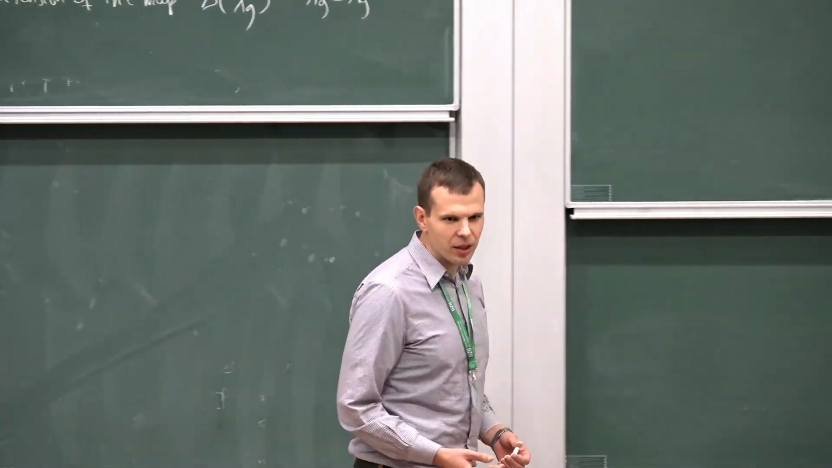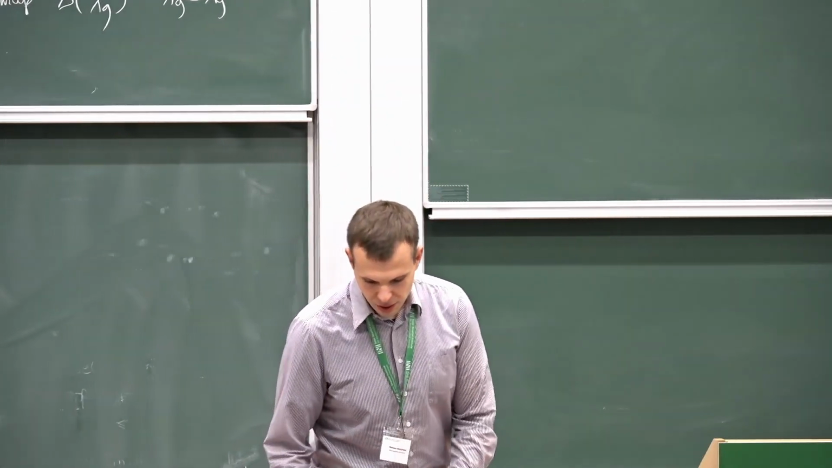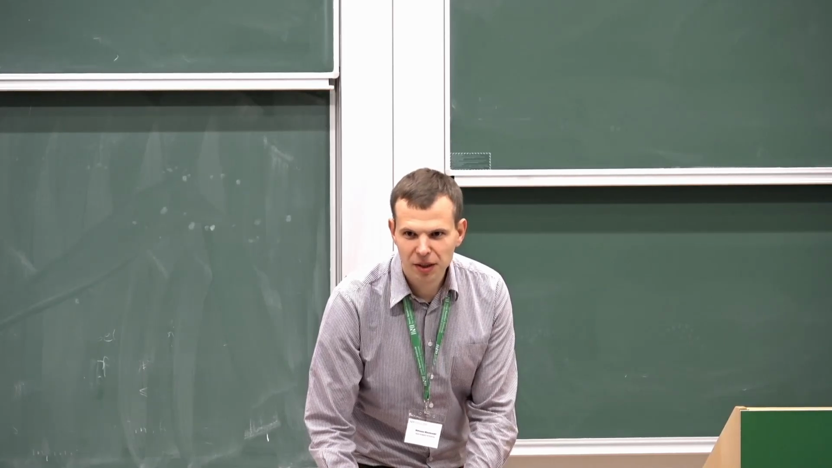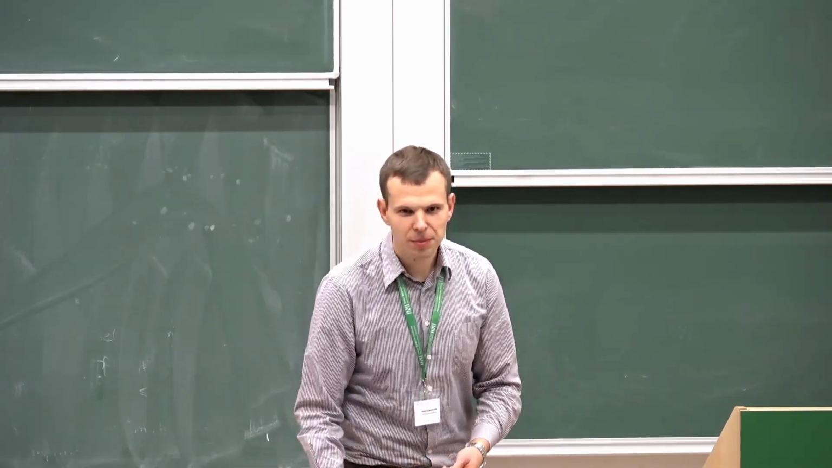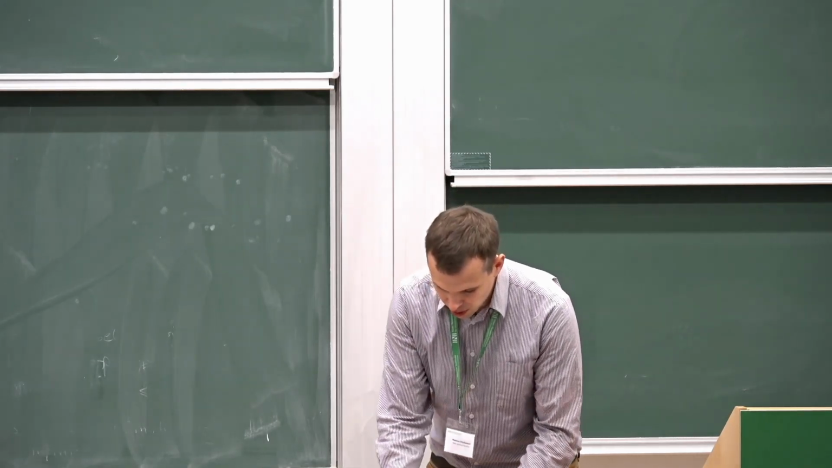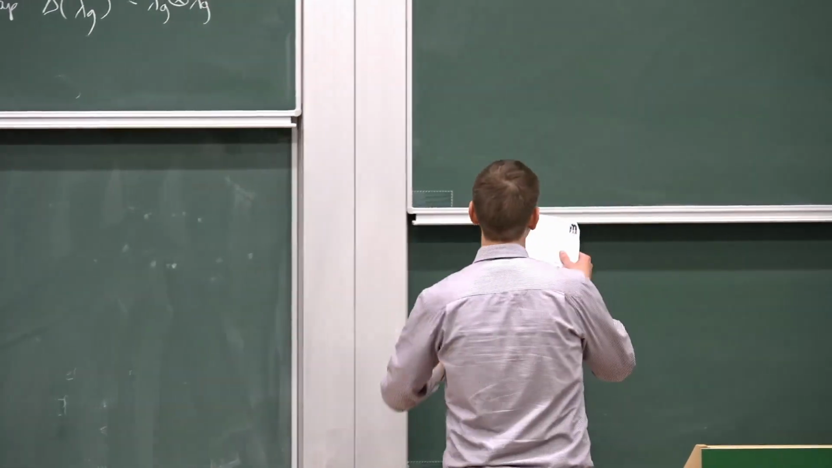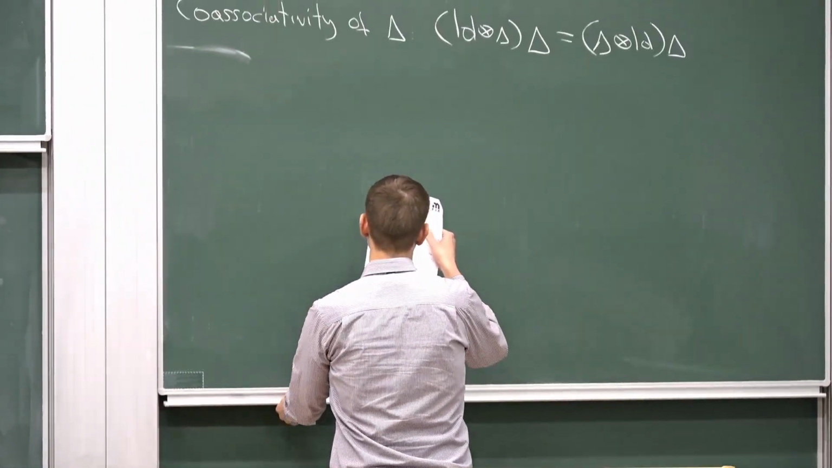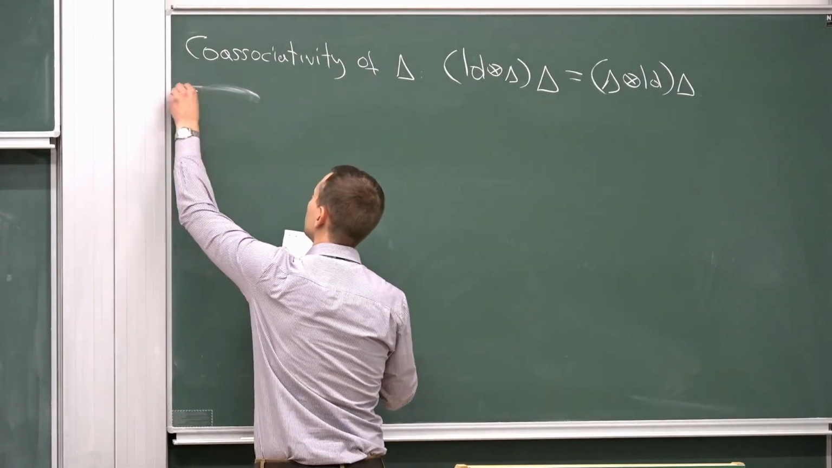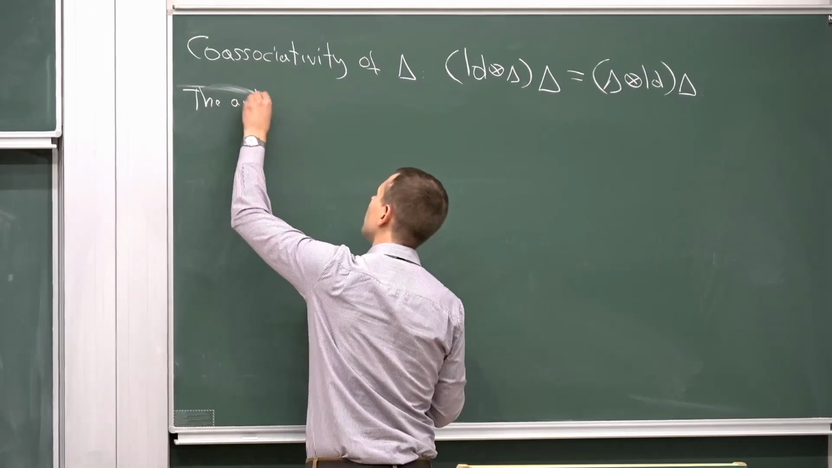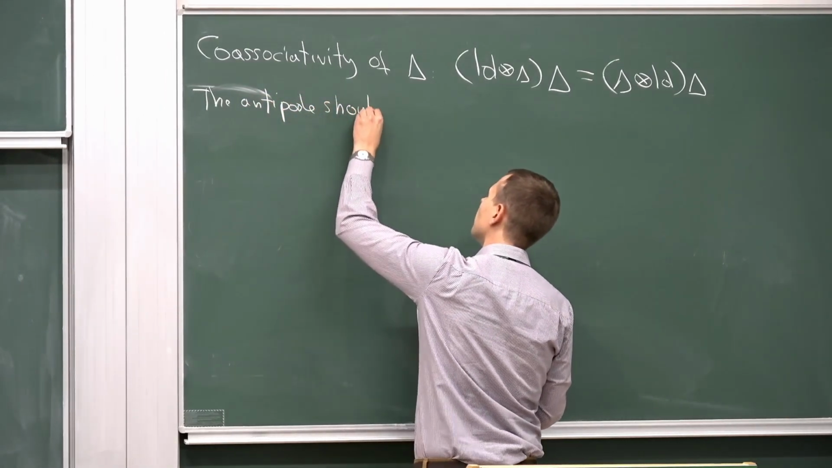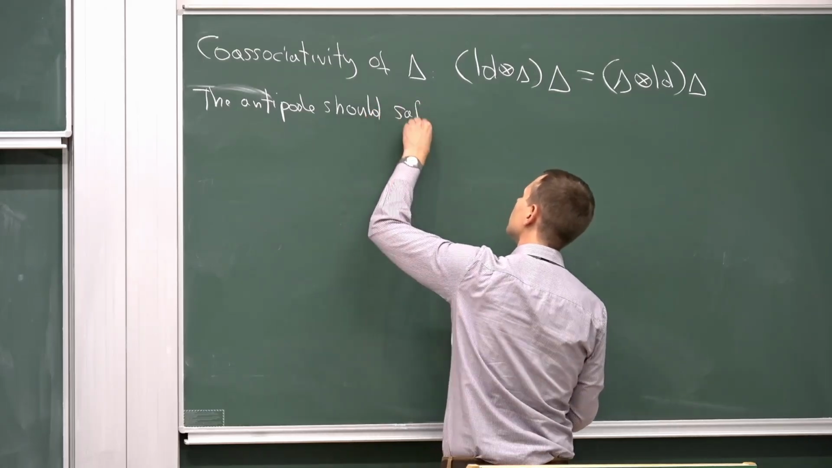And basically we can axiomatize what these maps should satisfy, and this can lead us to a definition of some type of quantum group. So what are the axioms? I mean, I can write them down. I will write them down here. Okay, so the antipode should satisfy.